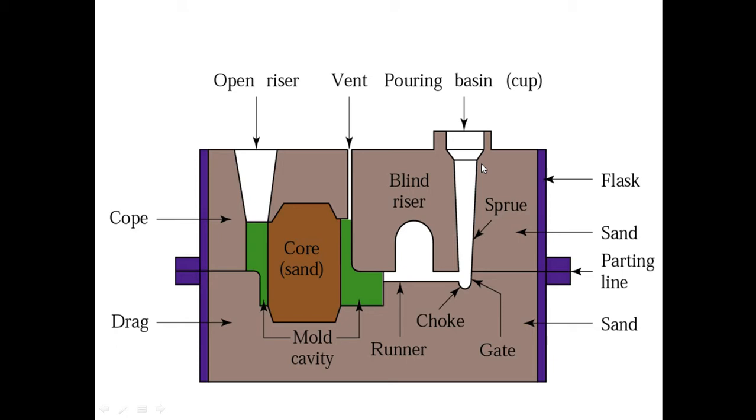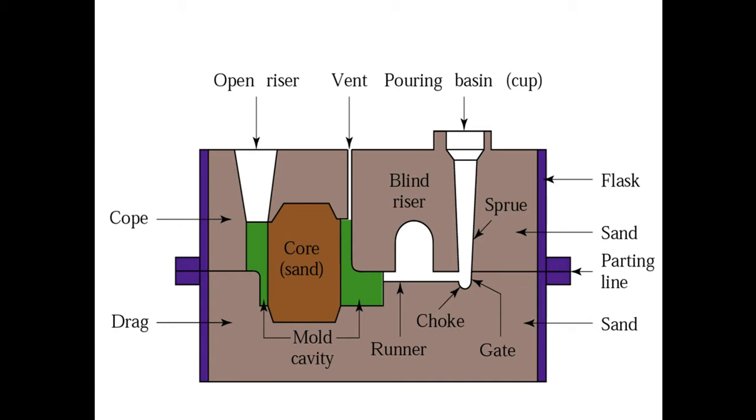This one, and here there is one more hole. This hole is something called a pouring basin. What we do is we pour the molten metal through one channel or one hole. When we pour the molten metal through this pouring basin, it fills the cavity. The cavity is shown in the green color here.